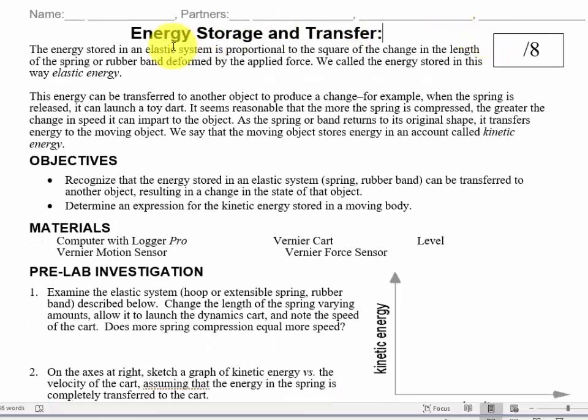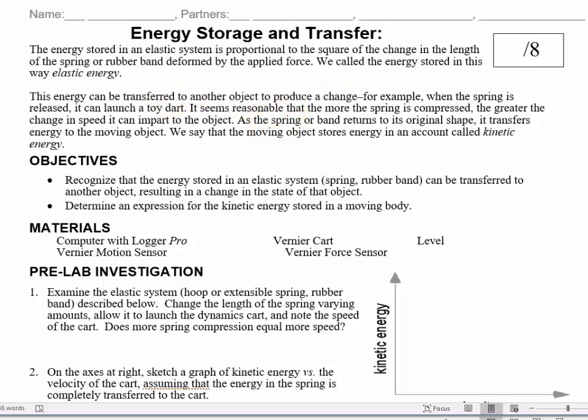Okay, this is the introduction for the Energy and Storage Transfer Lab, and what we're essentially going to be doing is we're going to be taking a cart and we're going to compress a spring that's inside the cart, and we're going to say that that cart can do some work. The work that it can do can be turned into kinetic energy, and it can make a cart move.